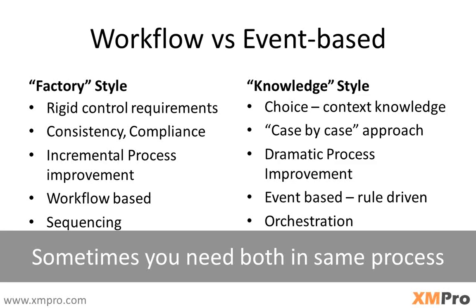On the other hand, with knowledge style, when we've got people who know stuff, and based on what they know, they want to route things on an ad hoc basis, and they want to do it on a case-by-case approach. With those, you can have dramatic process improvements. Instead of having emails and all sorts of things fly around and do work outside, we bring those controls into the process management, and we can create some.